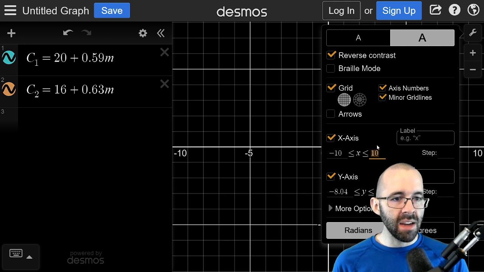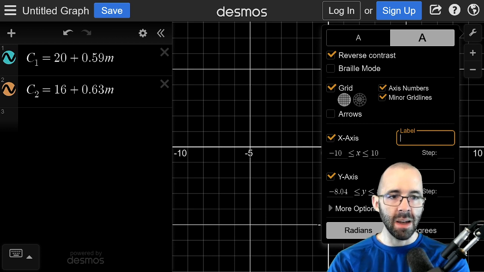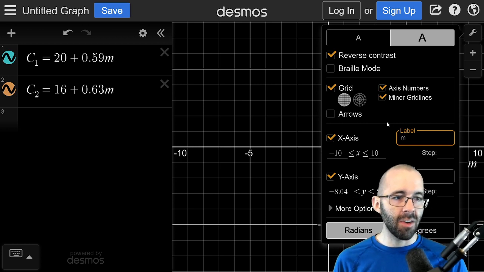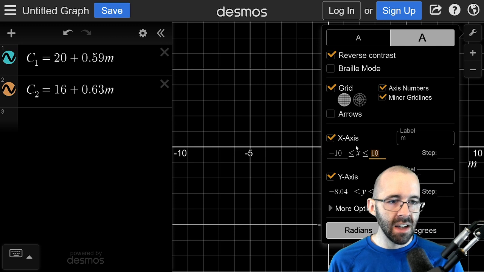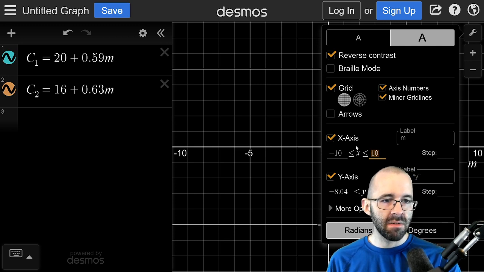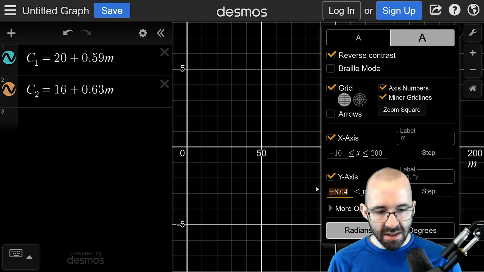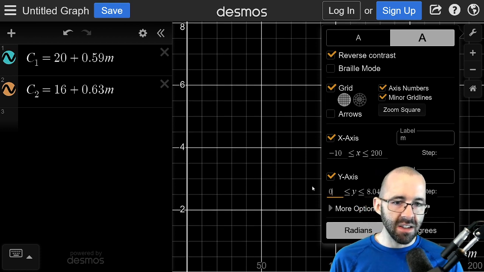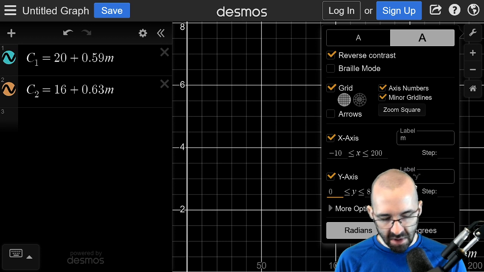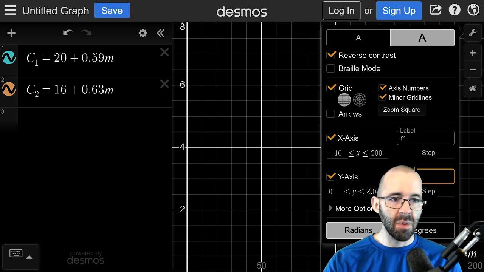So we said their break even is at 100 miles. And if we want to label this, we could label this M. Our horizontal axis is M, the number of miles. So let's look between, I don't know, 0 and 200 miles. The y-axis is the cost. We're not going to have negative costs. We could start with 0. And again, we could label this C.